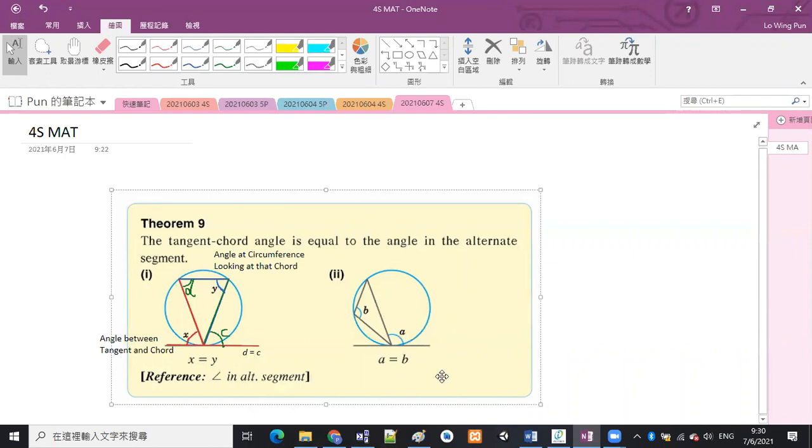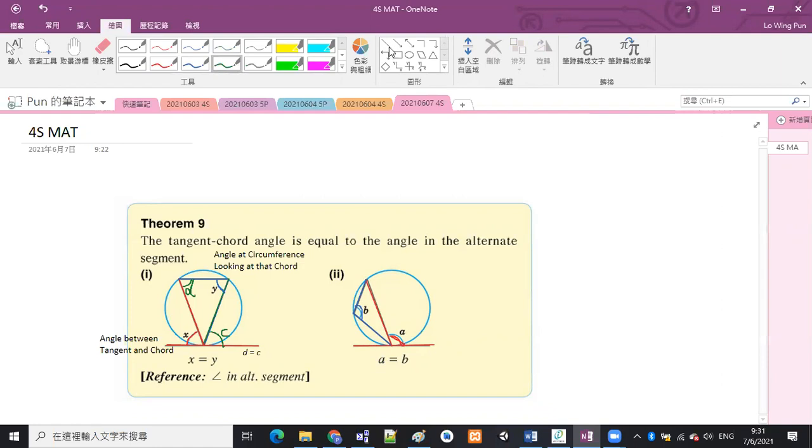For the second case, if it is an obtuse angle, the situation is exactly the same. So we have the tangent line here, and we have a chord here, and then the angle between the chord and the tangent is this angle A. And we have the angle at circumference looking at the same chord, but on the other side of the circle. This is the angle B. It's looking at the same chord, but on the other side of the circle. So they will be the same. A is equal to B.